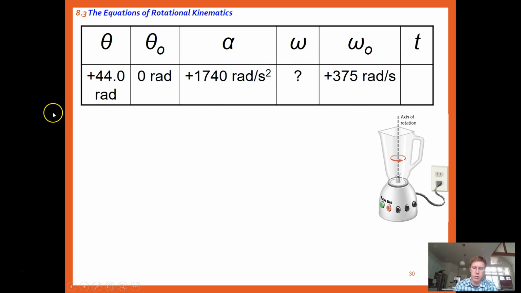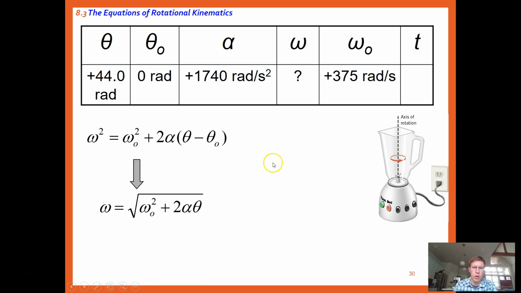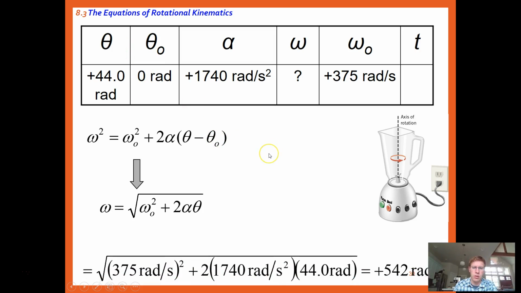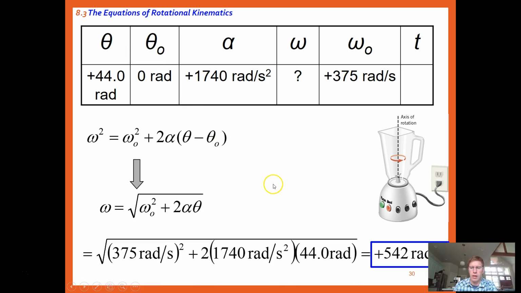So I list my variables, and then I look at my equations of motion. There's one of them that does not depend on time. Since I don't know time, I want to use the equation that does not involve time. So I look here, oh yeah, I know everything in this equation other than omega final, which is what I want. So I take the square root of both sides and plug in 0 for theta initial, plug in my values, and I get a box-worthy answer of 542 radians per second. Boom, box-worthy answer.